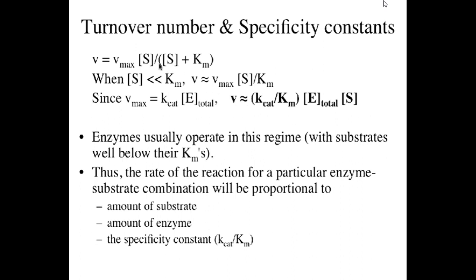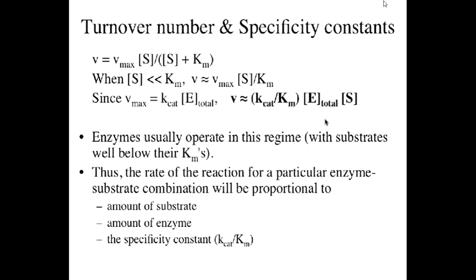So, all right. Now, when you have substrate that's much lower than Km, which is the regime that some enzymes work in, then essentially, if Km is much greater than substrate, then this term down here simplifies to just Km, right? And so the rate is basically Vmax times substrate divided by Km. And since Vmax is kcat times total enzyme, we can substitute that in, and we get this relationship here. That is, when substrate is lower than Km, the velocity is about equal to kcat over Km, the specificity constant, times the total enzyme concentration, times the substrate.